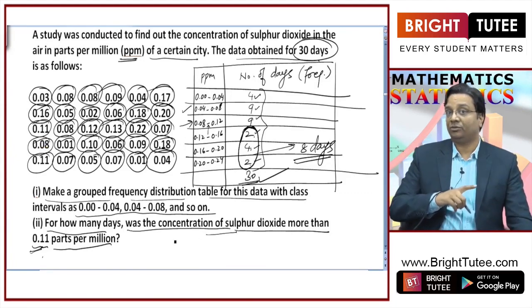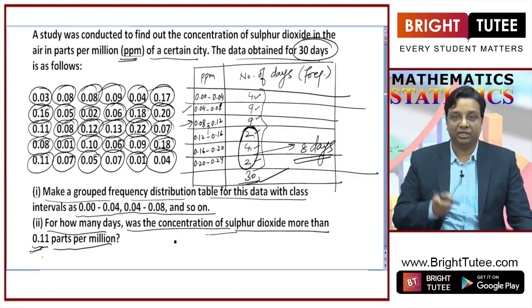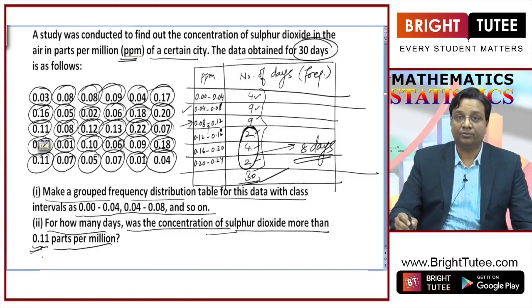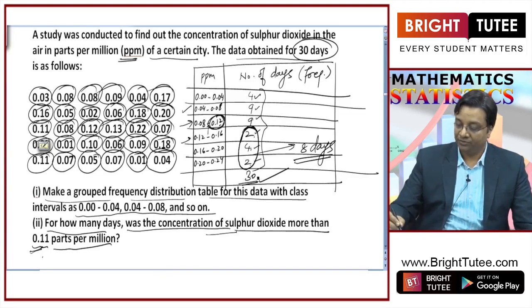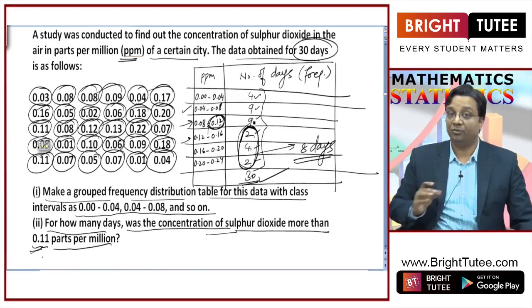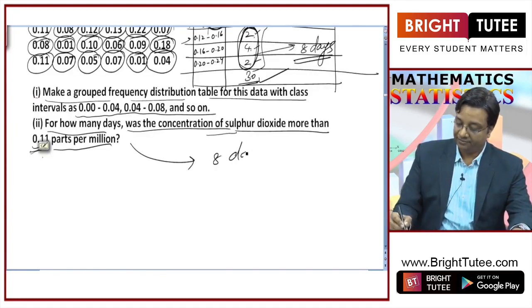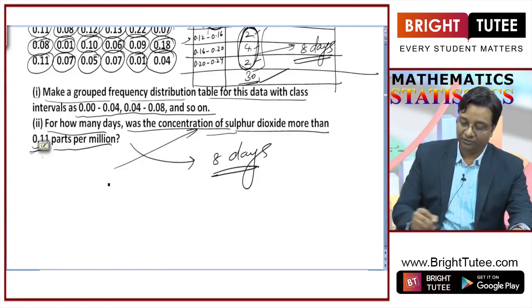Obviously, when we are talking about more than 0.11, we will not include 0.11. So we will start with 0.12, right? So 0.12 is fortunately the upper limit of this interval, which is not included here, and it is included here. So 8 is the correct answer. I hope you have understood what I am trying to tell you. So there were 8 days on which the concentration of sulfur dioxide was more than 0.11 ppm.